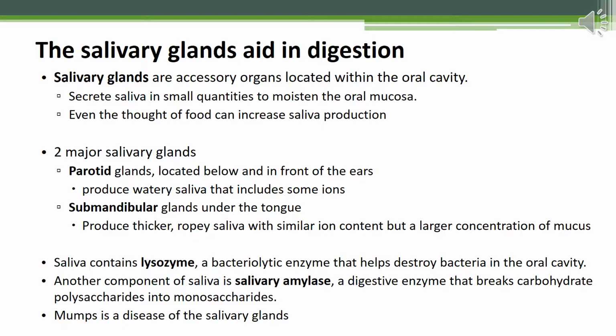And then another component of the saliva, or rather another enzyme, is salivary amylase, which is a digestive enzyme that breaks down carbohydrates into monosaccharides. So even within the mouth, we're already carrying out chemical digestion. And when the salivary glands become infected, the resulting disease is the mumps.